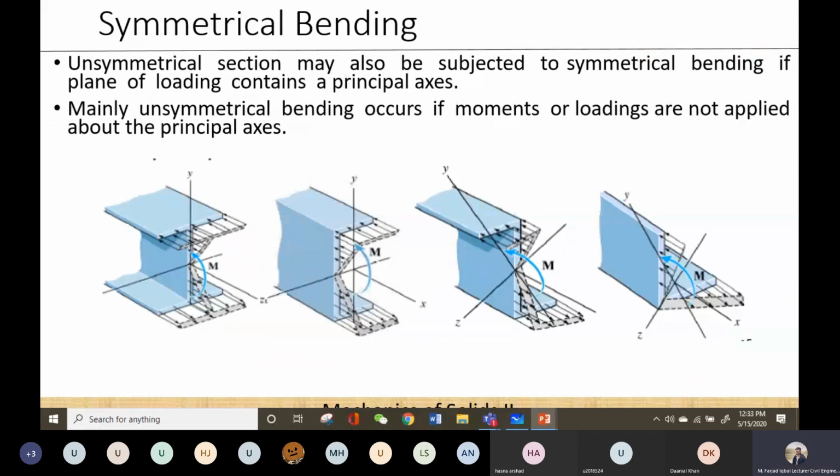Now, an unsymmetrical section, just like I told you, can also have symmetrical bending if the plane of loading contains the principal axis. For example, this Z section is an unsymmetrical section. But if I apply the load parallel to one of the principal axes, where the plane of loading contains the principal axis, then the bending will take place about an axis perpendicular to it, just like this movement. This bending is also called symmetrical bending in an unsymmetrical section.